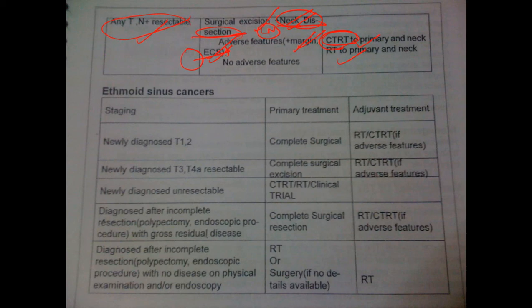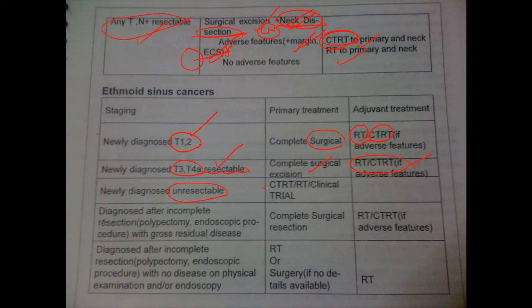So ethmoid sinus tumors, how would you treat them? Newly diagnosed T1 and T2, once again similar concepts: surgery. If adverse features are there, add radiotherapy and chemotherapy. T3 and T4A resectable: as you can see, you can go for surgery and radiotherapy if adverse features are there.